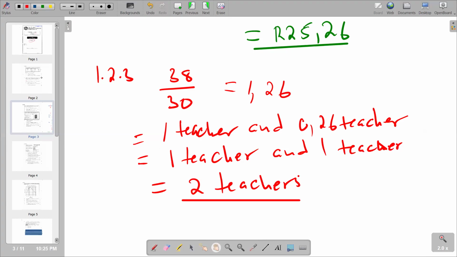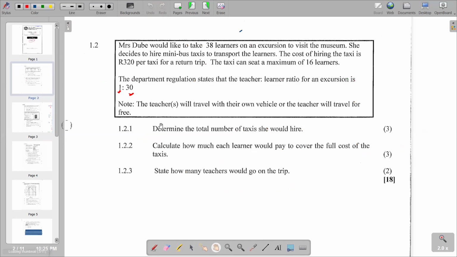So this is what we have on the first part of our question paper. That is question 1, and question 1 is 18 marks. Obviously, we now need to move to our next question.